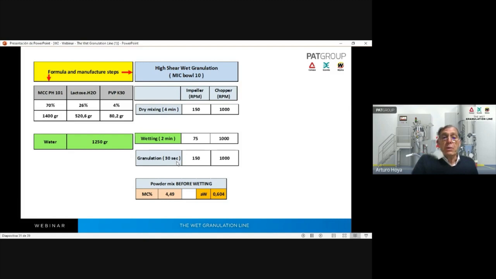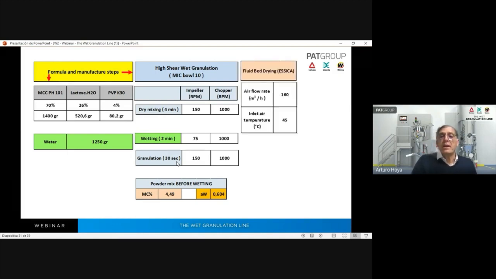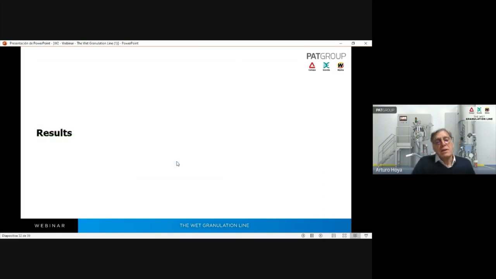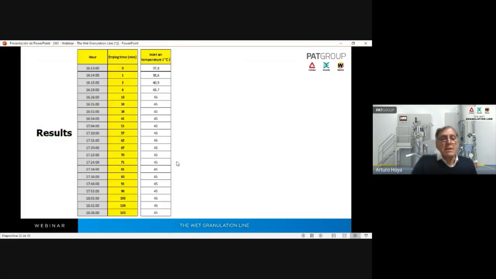Here we know that the endpoint, the very good endpoint, was 30 seconds of granulation, and so we put it in the fluid bed dryer ESICA to dry at this condition, 160 cubic meters per hour and 45 degrees temperature of the air. Well, the result is this table, more or less 143 minutes this process lasts.